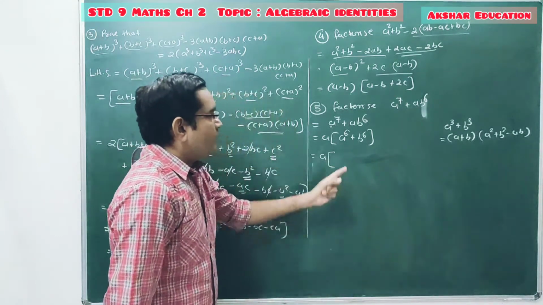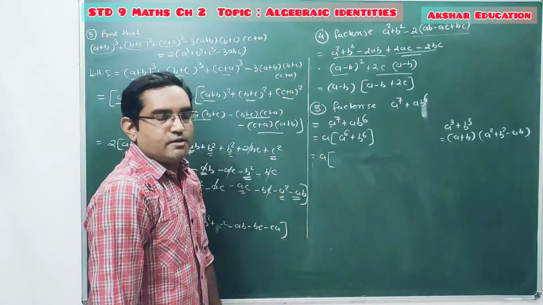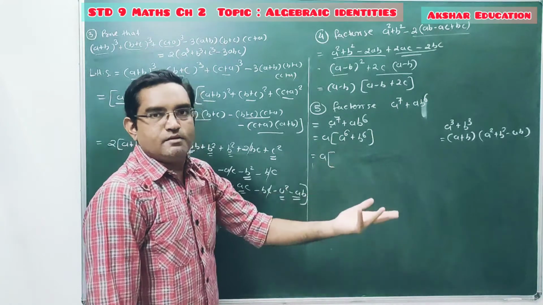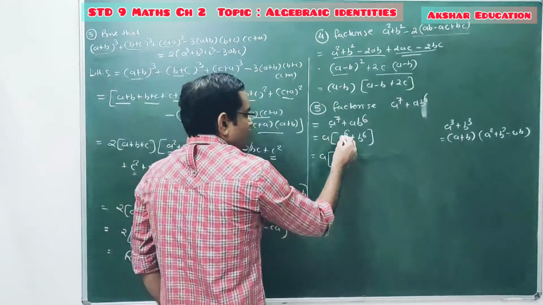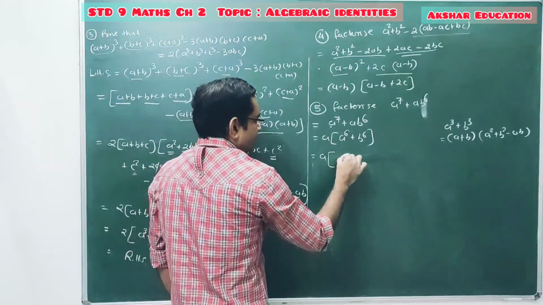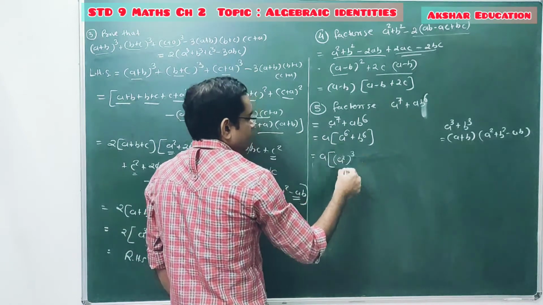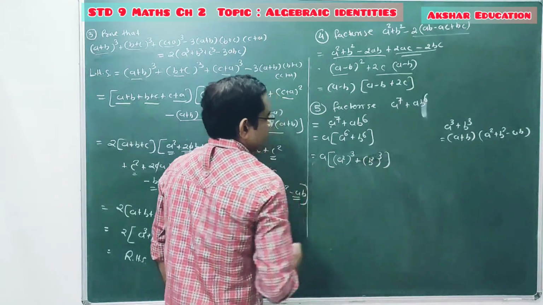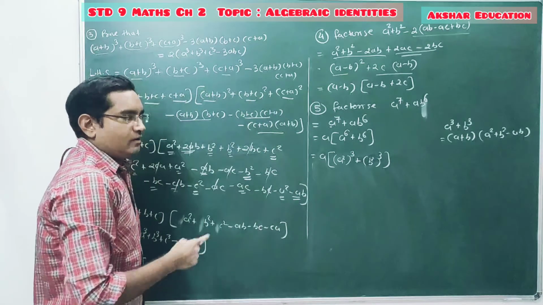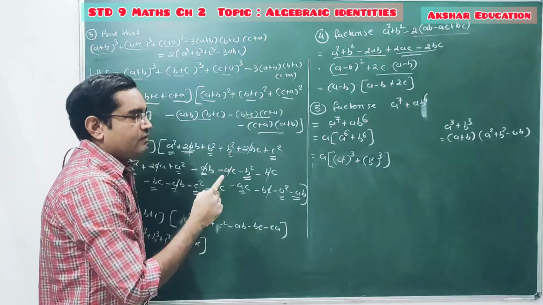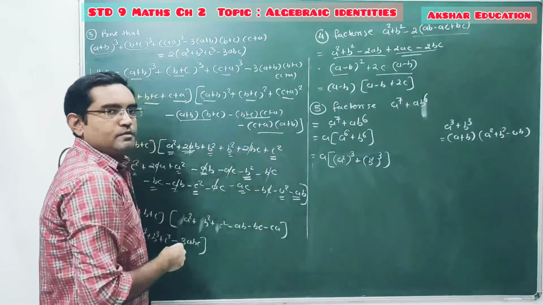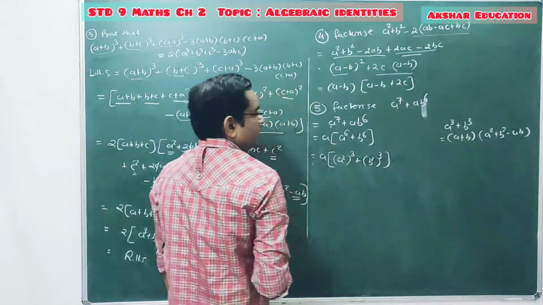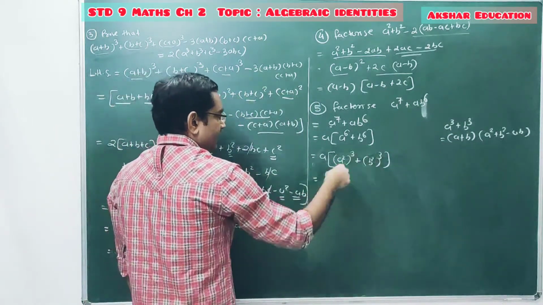You have to do the makeup of this a raised to 6 plus b raised to 6. That means this identity will not change, but the look of this identity will be changed. How? Here I am writing this a raised to 6 as a square cube plus this b raised to 6 as b square cube. Concept of makeup. The look changes, but the identity remains the same. So now here we can apply the identity, that is a cube plus b cube equal to this one.